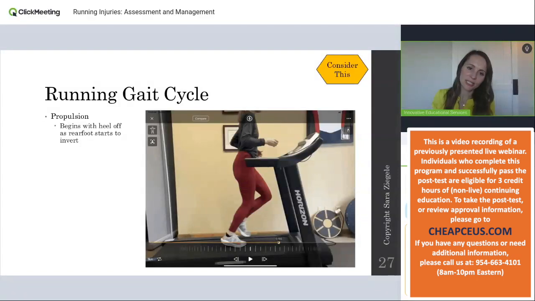Here we start to look at the propulsion phase, because you can see she has established a plantar flexion position here and her heel is lifted off the ground. What you can't see from this plane is that rear foot is actually starting to invert as she does that. So as we go into that heel off, we'll start to get a little bit of that inversion as they are generating power through the lower limb.